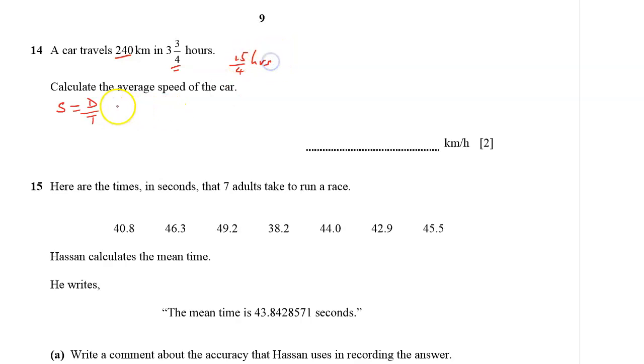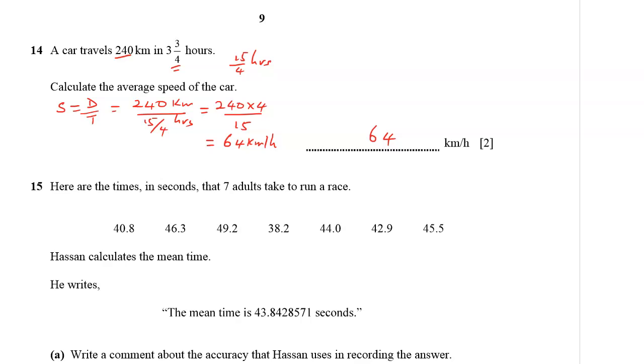And therefore, the total distance is 240 kilometers, divided by 15 over 4 hours. Of course, you are free to multiply, to bring 4 on top there over 15. When you do the multiplication, you're going to get the answer to be 64 kilometers per hour. So the answer is 64.